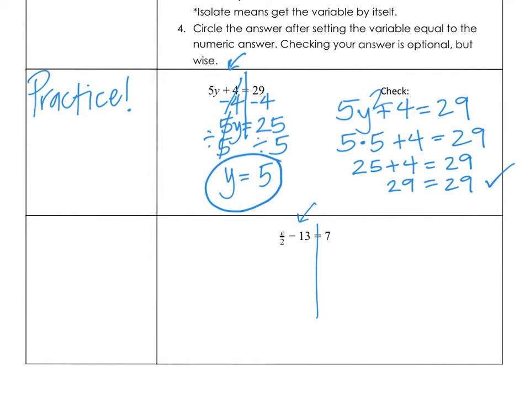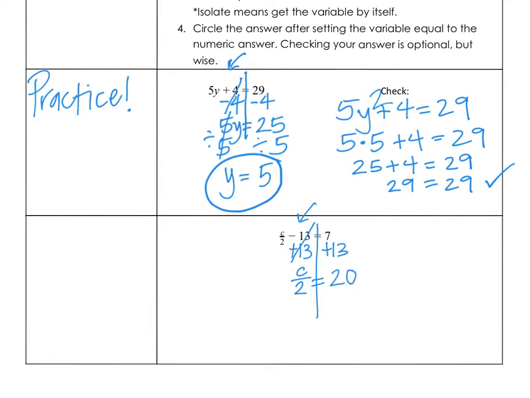So in order to get rid of my constant, I want to do the opposite of this, which is adding 13. So I'm going to add 13 to the left-hand side. And whatever I do to that side, I also have to do to the right-hand side. So I'm also going to add 13 on the right-hand side. So if I'm in debt $13 and then I gain $13, then I'm kind of at a balance of 0. So these cancel out, and I'm going to copy everything else that's on the left-hand side of the equal sign. 7 plus 13 gives me 20.